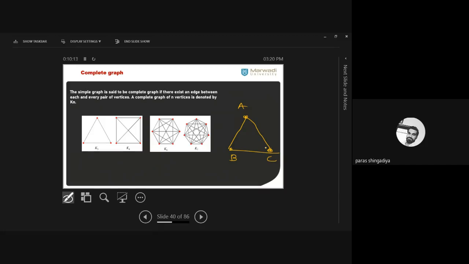Okay, it means every complete graph is always a simple graph, but every simple graph may not be a complete graph. Clear? So here some examples are given. The notation for a complete graph is denoted by Kn.